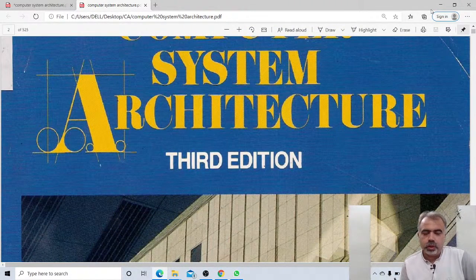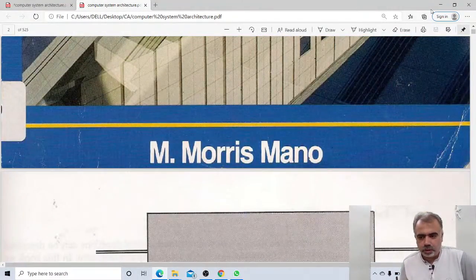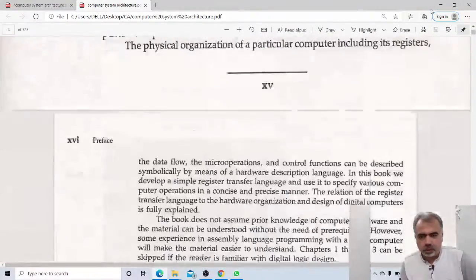Maurice Mano comes in two different books: one is digital electronics, and another one is this Computer System Architecture. So the very first thing is you must have this book, Computer System Architecture. If you don't have it, just request me and I will send it to you through a mail. This is the book that you have to use.